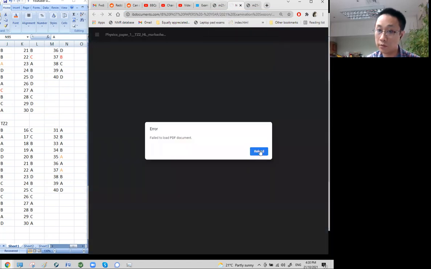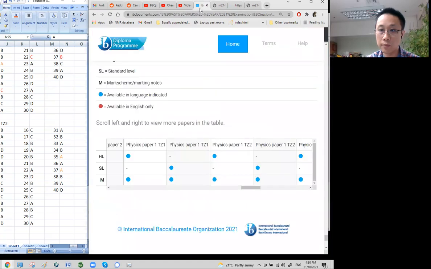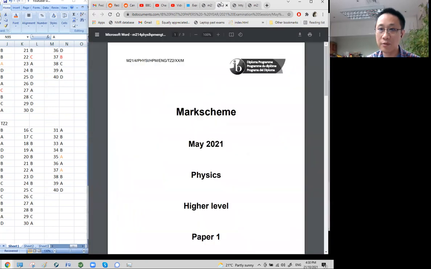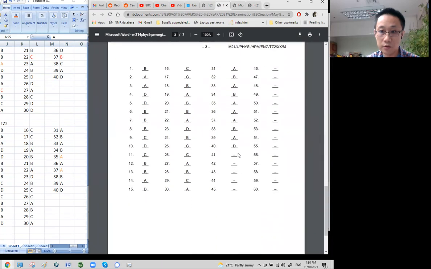Loading. Failed to load PDF document. That's weird. We'll go back here. Did it take it down for some reason during the time of recording? Oh, there you go. Okay. This time, time zone 2, yeah, time zone 2.